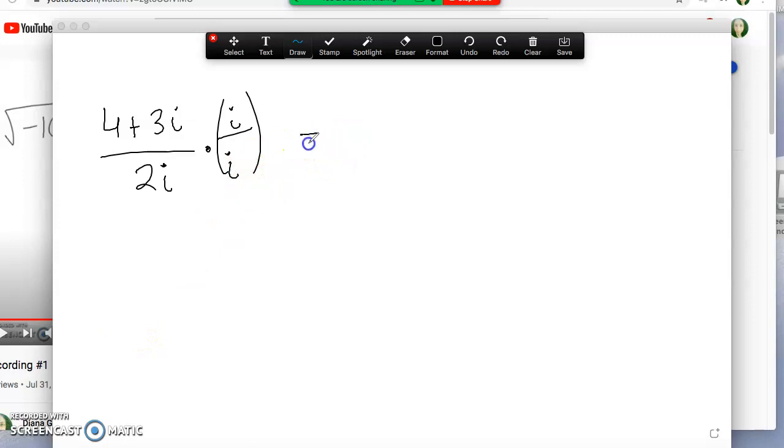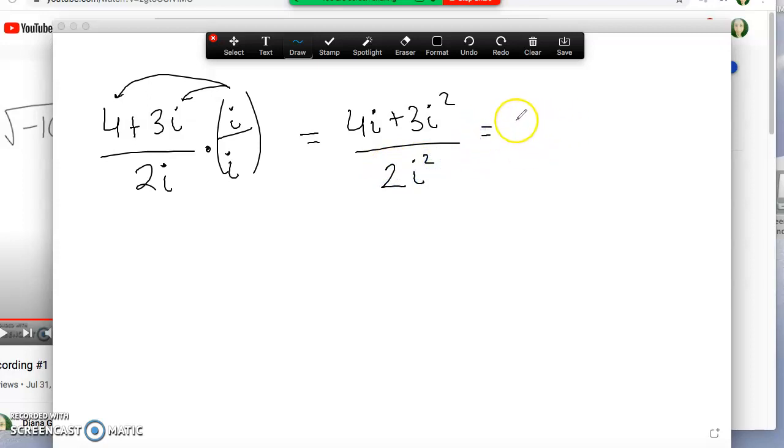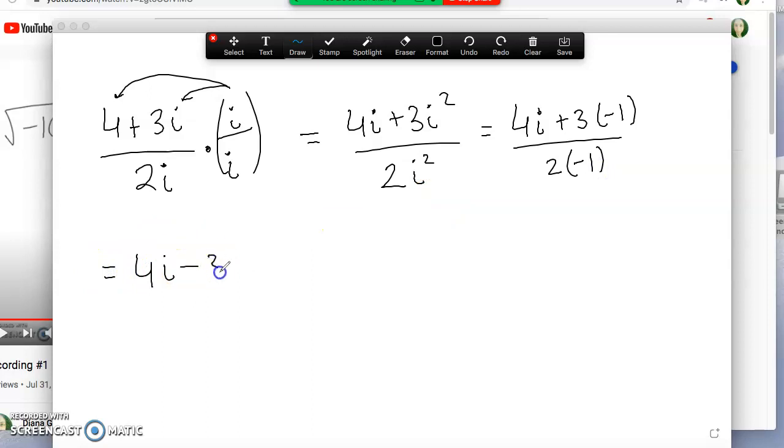So now this becomes 4i plus 3i squared, because this is like that, divided by 2i times i, that's 2i squared. Now I can keep simplifying, because I have 4i plus 3 times negative 1, since i squared is negative 1, and in the bottom I also have negative 2. So it's (4i minus 3) divided by negative 2.